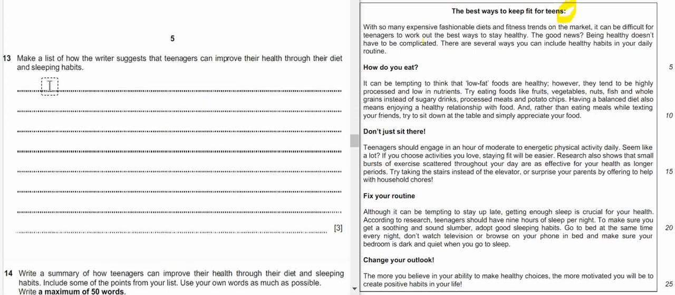Make a list of how the writer suggests that teenagers can improve their health through their diet and sleeping habits. We have 3 marks in here and 1, 2, 3, 4, 5, 6, 7, 8 lines. So try to fill all the lines. I mean 8 points to get full marks. So you're given some time. You may pause this video if not finished in the 10 seconds time interval.